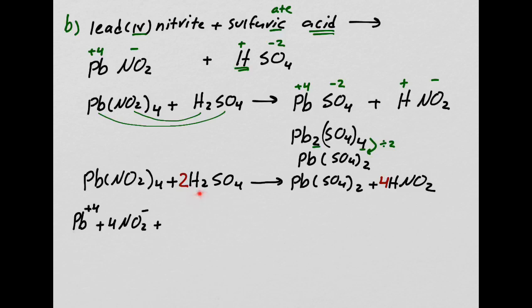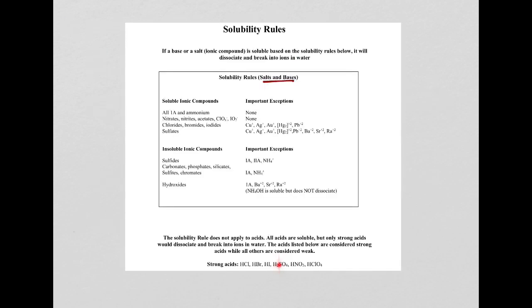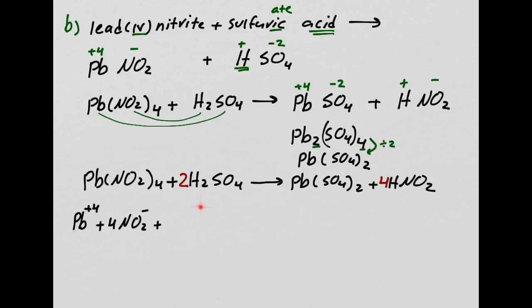Now, sulfuric acid, do not look at the solubility rules for acid. Is it a strong acid or weak acid? This is a strong acid. So what does that mean? A strong acid is going to completely break up into ions. When you break it up, you end up with 4H plus and 2 sulfate, because you have 2 sulfuric acid. Each one has 2 H plus. So you end up at the end with 4H plus and 2 sulfate.